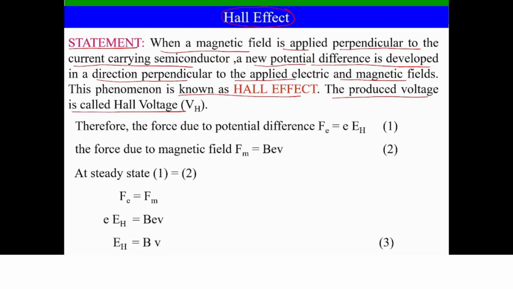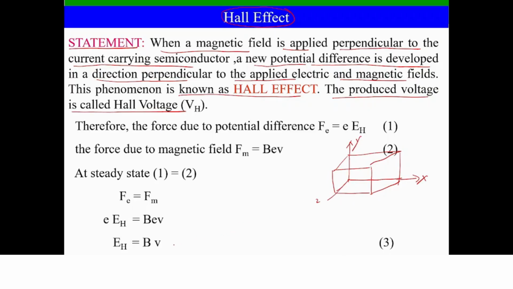Now to derive the equation for the Hall voltage, we need to consider one semiconductor. For this reason, I am going to consider one semiconductor material. It may be N-type, maybe P-type, maybe intrinsic, whatever it may be. Now this is a semiconductor. The semiconductor has three dimensions. So this is the X dimension, this is the Y dimension, and this is the Z dimension.